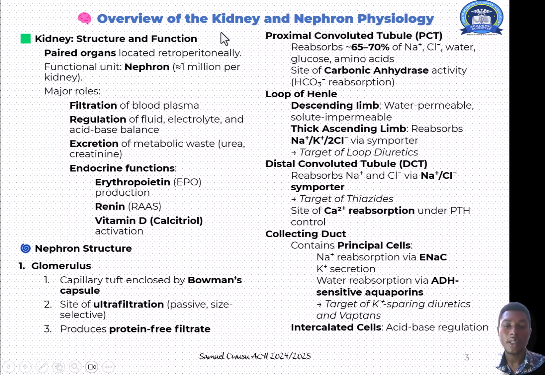Okay, so the kidneys are paired organs located on the posterior aspect of the abdomen, and the functional unit of the kidney is the nephron. It performs major roles like filtration of blood plasma, regulation of fluid, electrolyte and acid-base balance, and excretion of metabolic waste like urea and creatinine. It also has endocrine functions like the production of erythropoietin, which is used in the production of red blood cells.